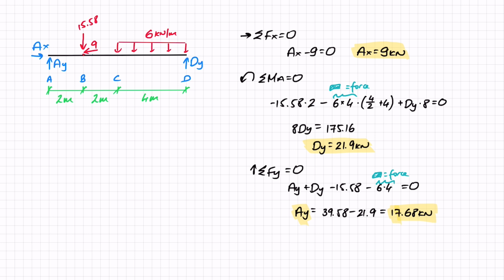And now that I have the reactions, I can create my free body diagram by replacing these unknowns with the actual values. So let's just do that. AY is 17.68, AX is 9, and DY is 21.9. And now that we've calculated our reactions and created our free body diagram, we are ready to discover the internal forces in the beam. So let's figure out where we need to cut the beam and calculate the internal forces.